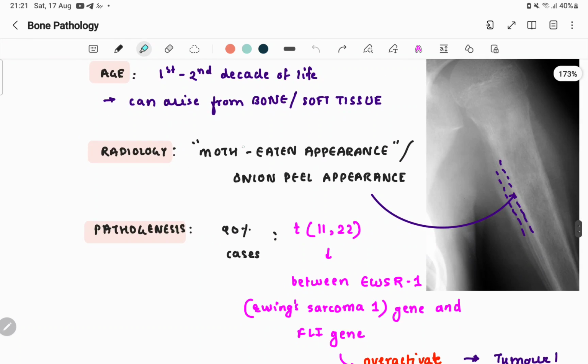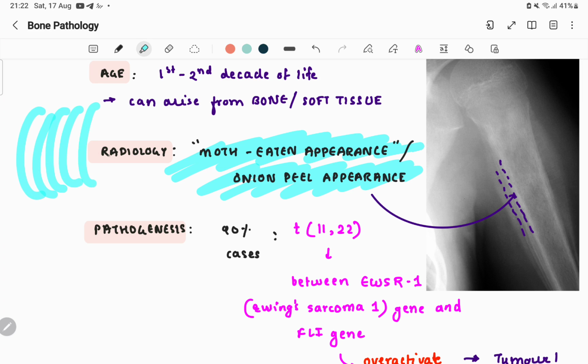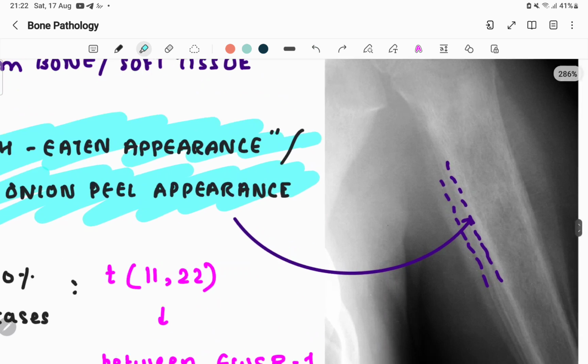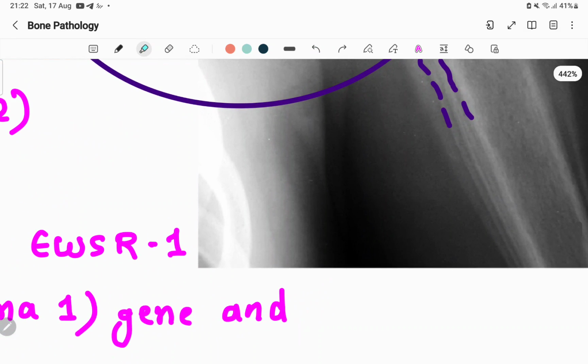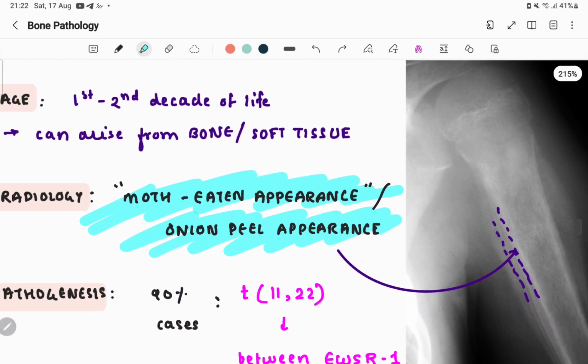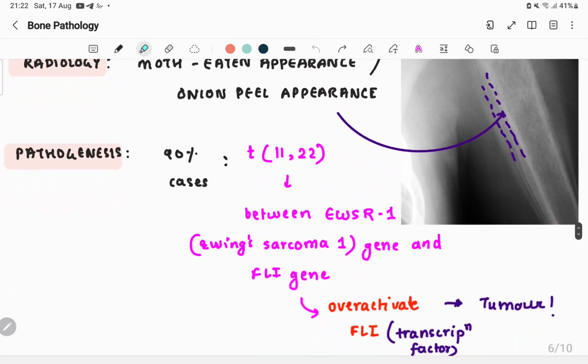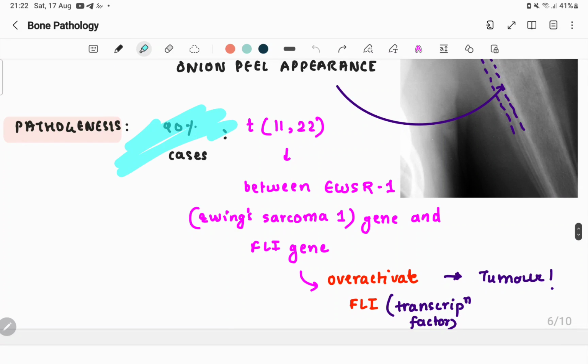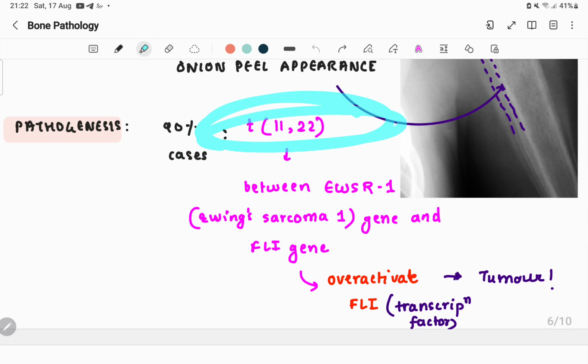Radiology shows a characteristic moth-eaten appearance or the onion peel appearance. Very important. Onion peel, you have seen the onion peel. It appears like layers. So look at this part. Focus on this part. It appears like an onion skin appearance, right? Can you understand? Yes.